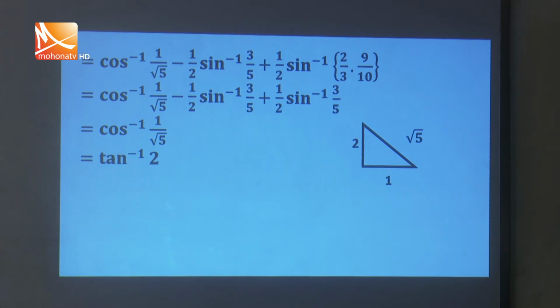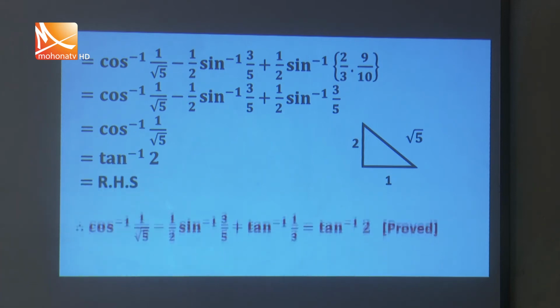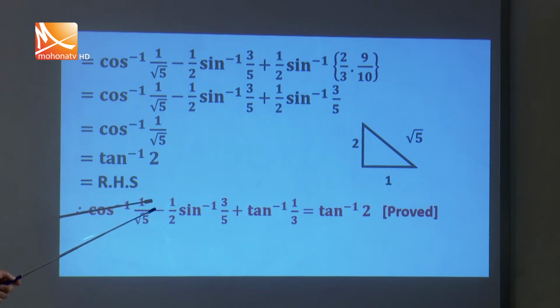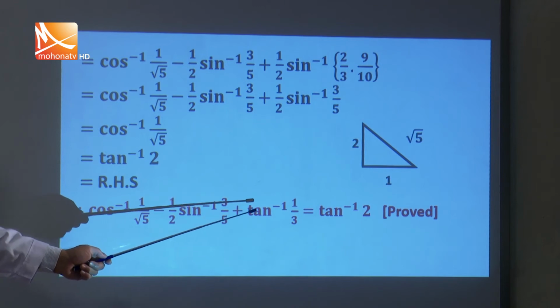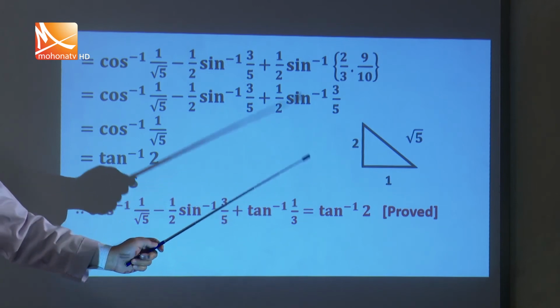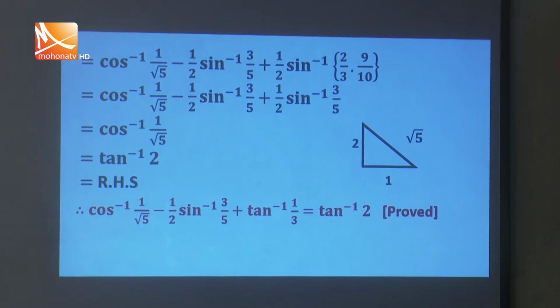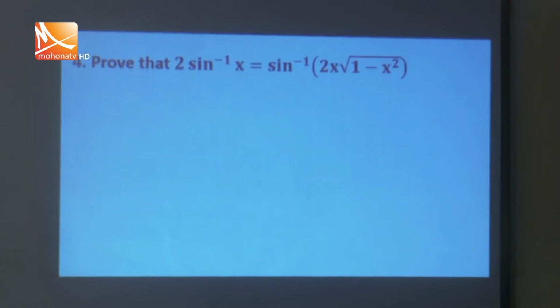This is the right hand side. Okay. Hence cos inverse 1 by root 5 minus 1 by 2 sin inverse 3 by 5 plus tan inverse 1 by 3 equals tan inverse 2. Hence proved. Okay. Dear student, we are going to the next slide.